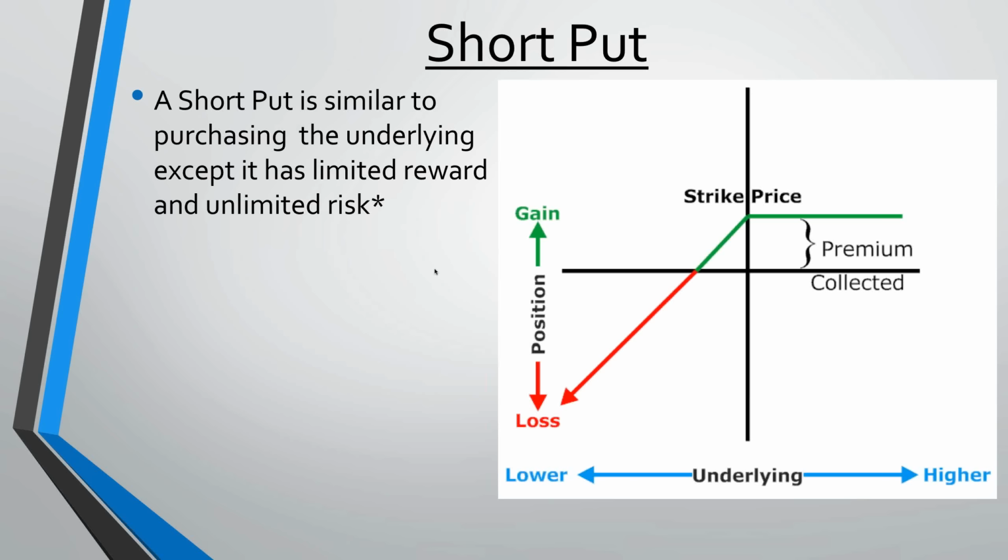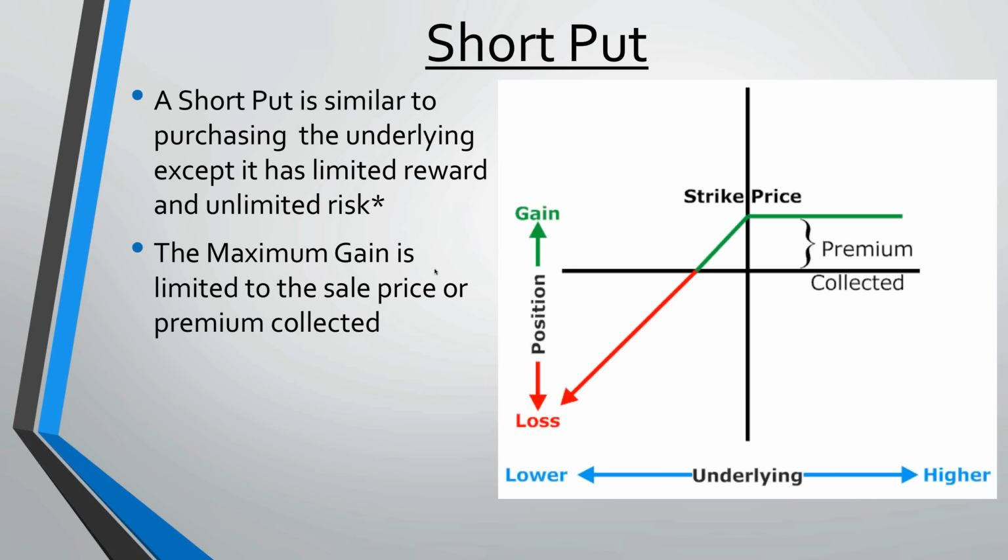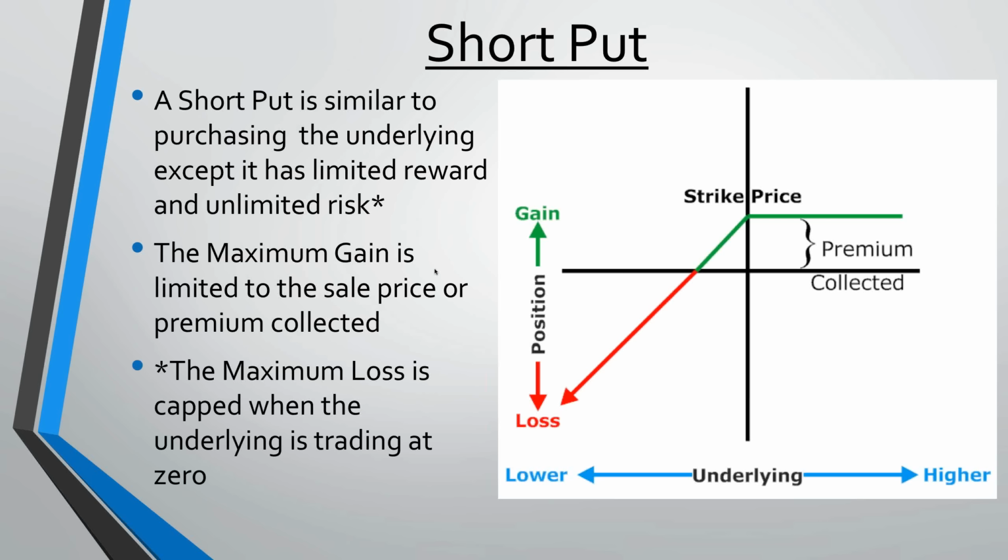However, if it goes down, the maximum loss is capped when the underlying is trading at 0, but you can lose, again, minus your premium collected. So let's say you sold the rights to somebody else for $1 when crude is at 40. Well, if crude goes to 0, you lost $40, except for you collected $1, so you really lost $39. Okay, so you have unlimited risk.